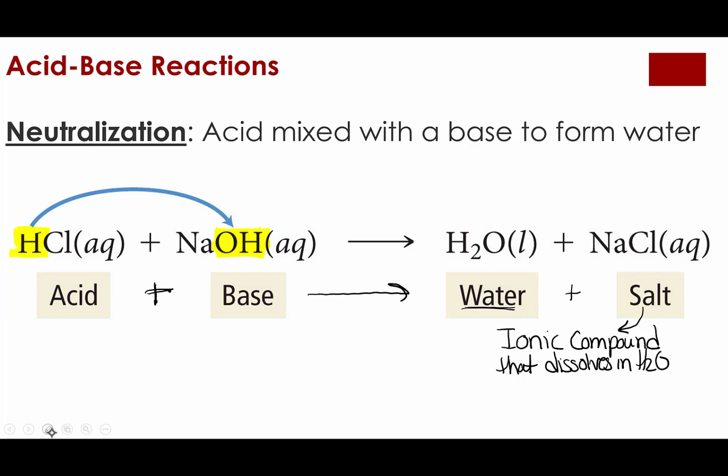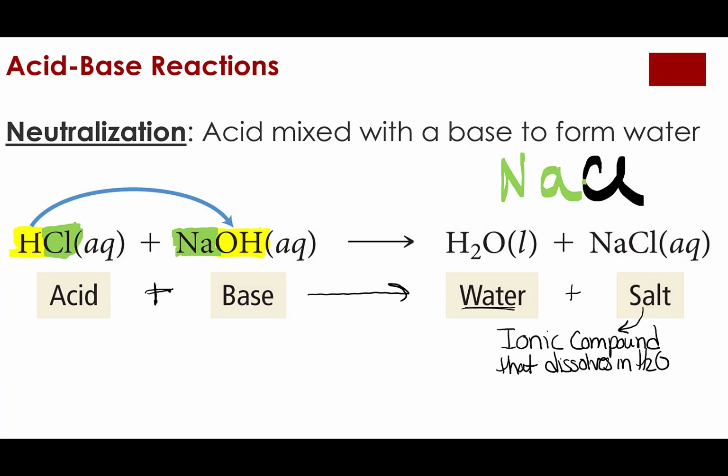How do we know what ionic compound is going to come out on the other side? Well, we just look at what is left. When we take away that hydrogen, what is left for the first part is that chlorine. And if we take away the hydroxide, what is left from our base? It's the sodium.